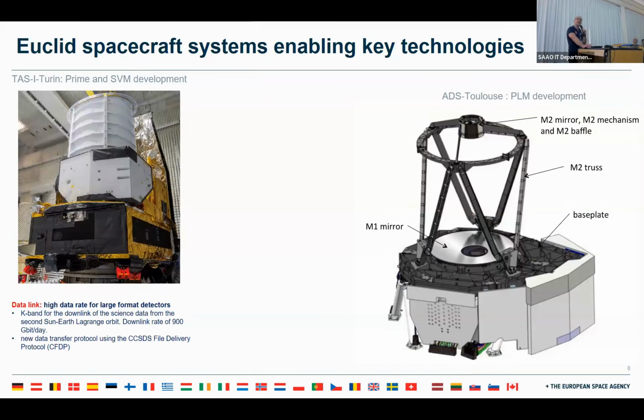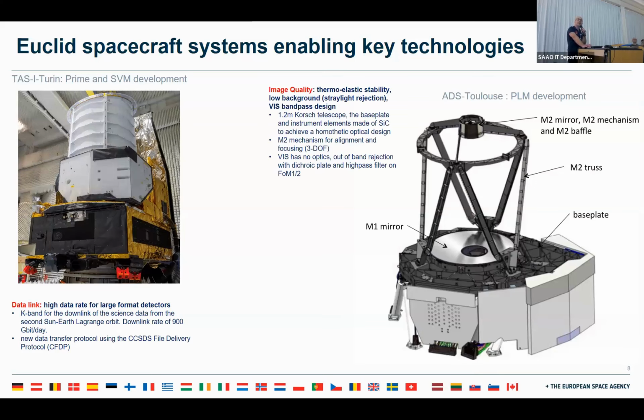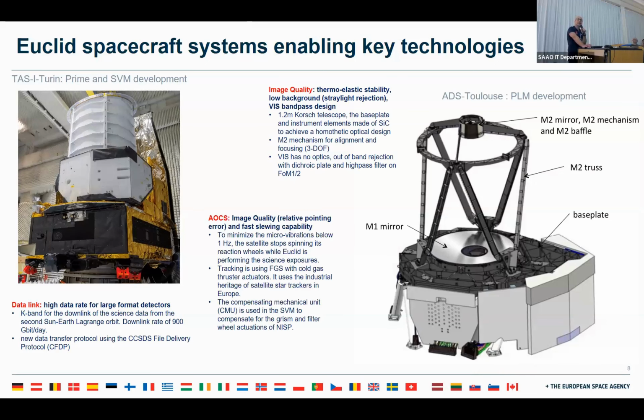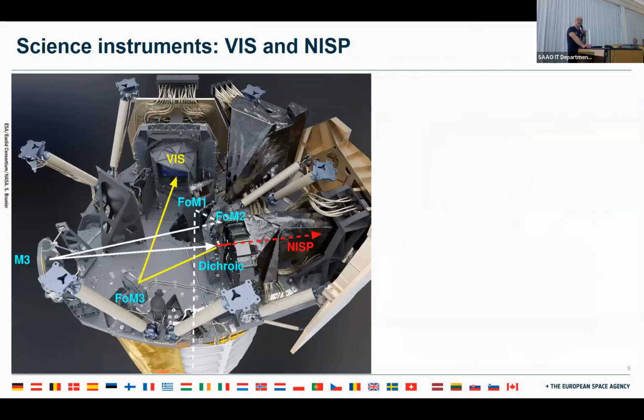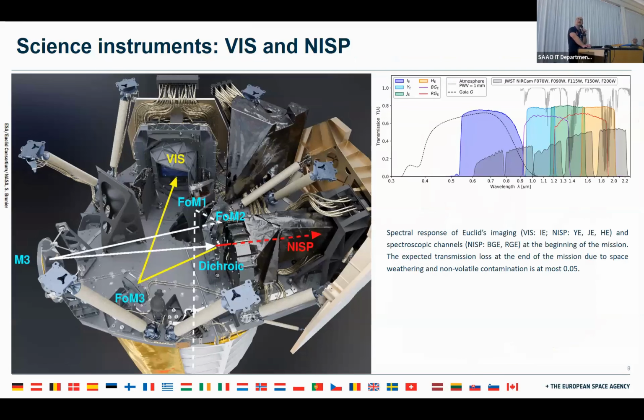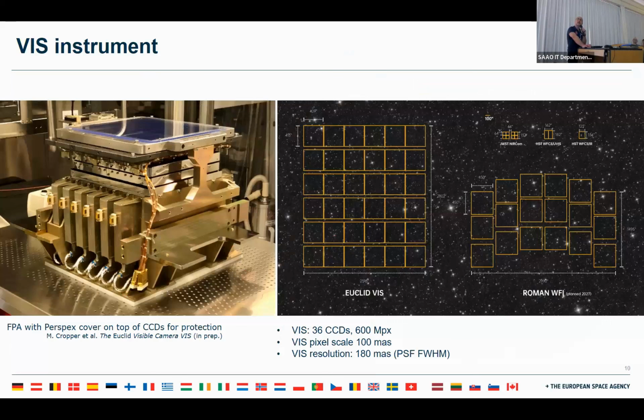The main enabling technologies, first of all, is the data link. We have lots of pixels on board, so this is 900 gigabit per day and the flight protocol for that. It's new technology. Then the image quality, as I mentioned, the Korsch telescope, the M2 mechanism, and the optics layout itself. And the third big technological investment is the AOCS itself, to make the pointing jitter 25 milliarcseconds for a typical observation. So the science instruments, this and this, I'm just highlighting here the band passes.